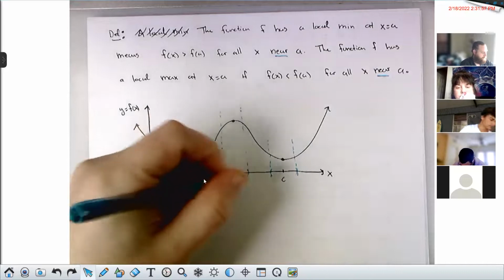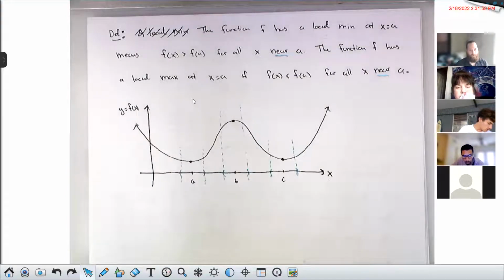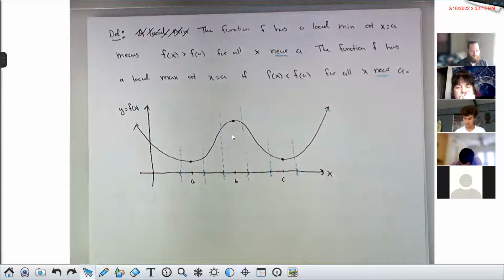Same thing for local max. If I were to look and pretend like this is the whole function, that would be an absolute max. Well, it's not the whole function, but that means that this point right here is a local max. And the language is the same. We would say there's a local max at x equals b, and the max value is whatever the y value is here.